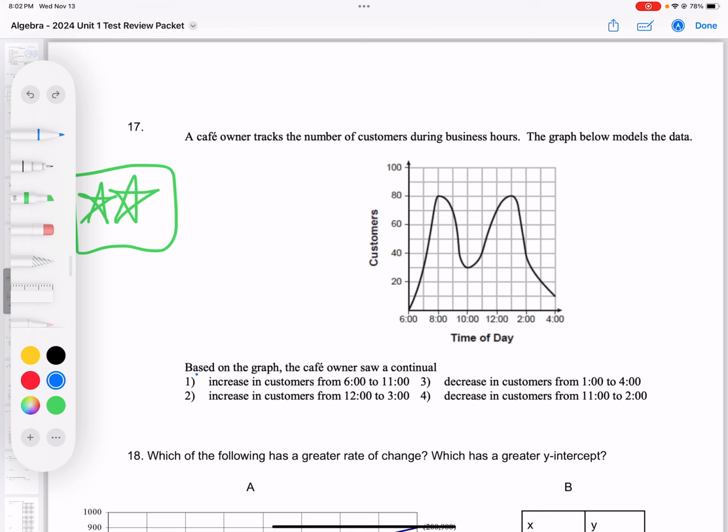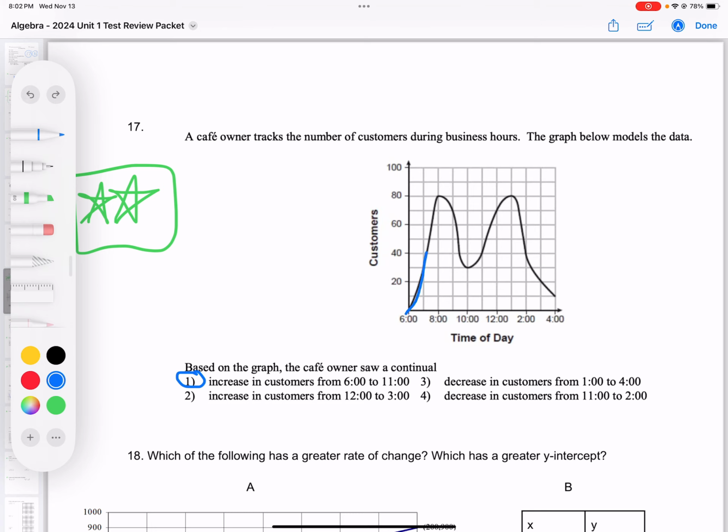The most common wrong answer I saw was this. And it came from a good thought process, because people were looking at 6 o'clock and 11 o'clock, and they're like, it does increase. It goes from there up, and furthermore, it gets from here to here. That's totally an increase. The problem is when this is talking about a graph increasing, it means that it's strictly increasing over that time because it says a continual increase.